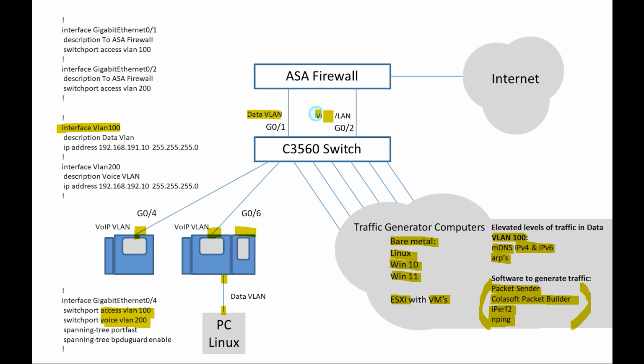And just to keep things isolated, the physical connections to the firewall were two different interfaces. The data VLAN to get internet access has a physical interface, and then there is a separate physical interface for the VoIP VLAN. Again, keep the data traffic separate as much as possible, since I'll be generating elevated levels of mDNS, IPv4, IPv6, and ARPs.